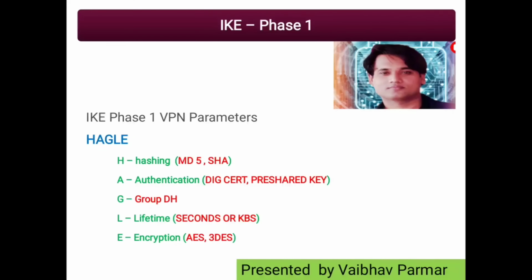Let's talk about IKE phase 1. IKE phase 1 exchanges 6 packets, 3 from the local site gateway and 3 from the remote site gateway. Let's understand what these packets contain. IKE phase 1 has 6 packets exchanged, and below are the details.